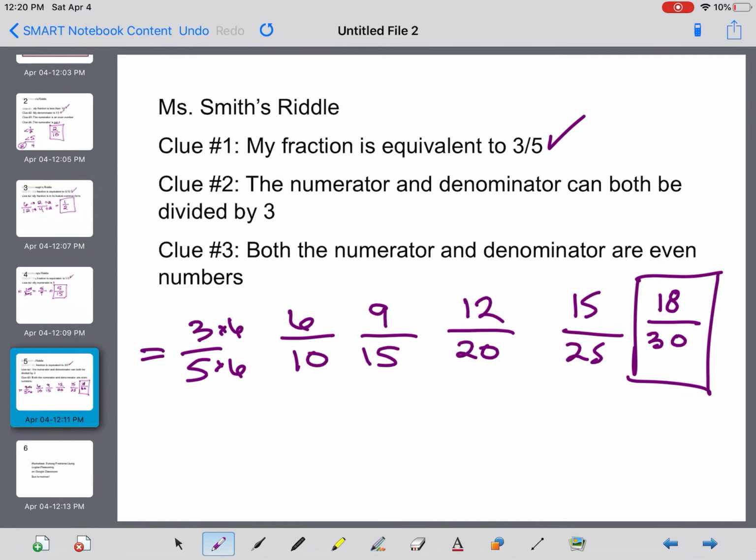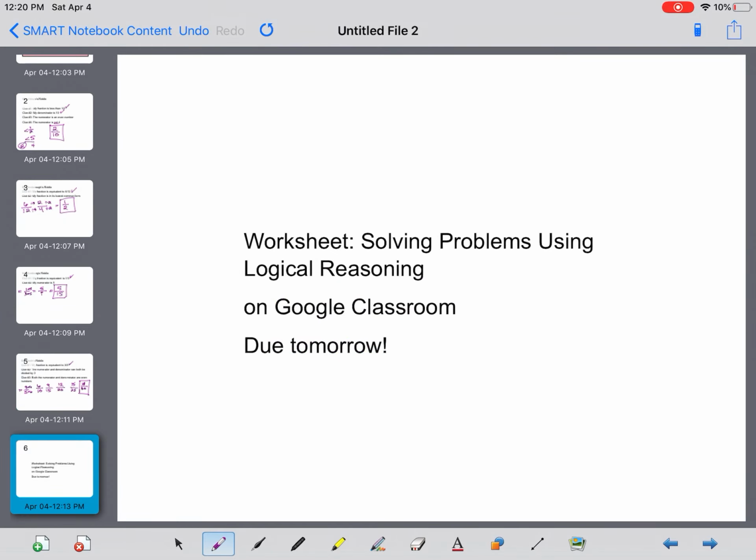Some of these questions you're going to have to go through a little bit of trial and error to figure them out, but that's fine because that's using logical reasoning, which is exactly what we talked about doing. Hopefully that all made sense.